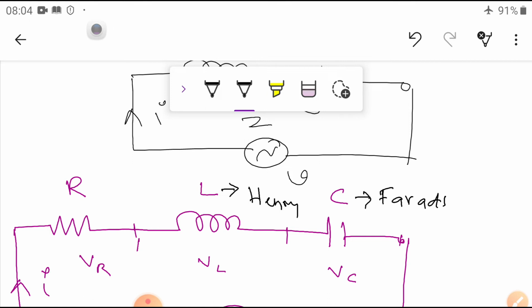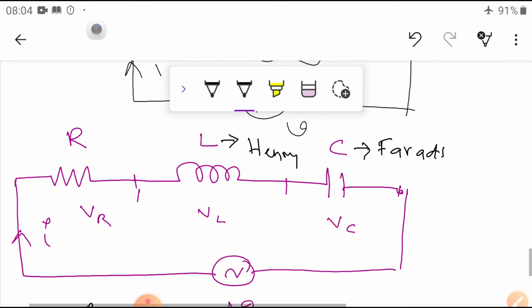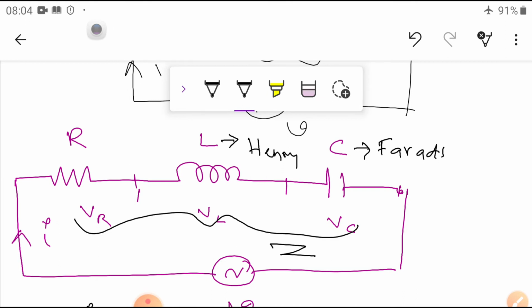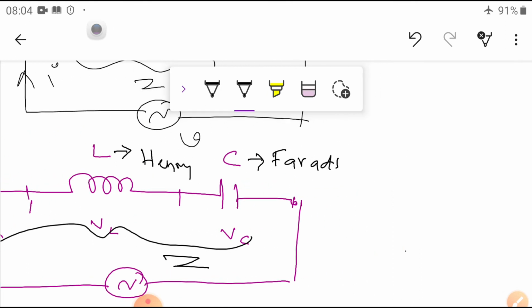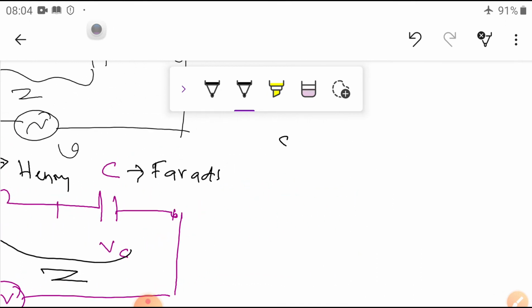But what will happen? It has to be converted into XL and XC, because Henry and farads should be converted to ohmic values. Then first you convert these three children into the equivalent Z. If you know Z, I can easily calculate the current: I is equal to V by Z. So what to do? Step 1.